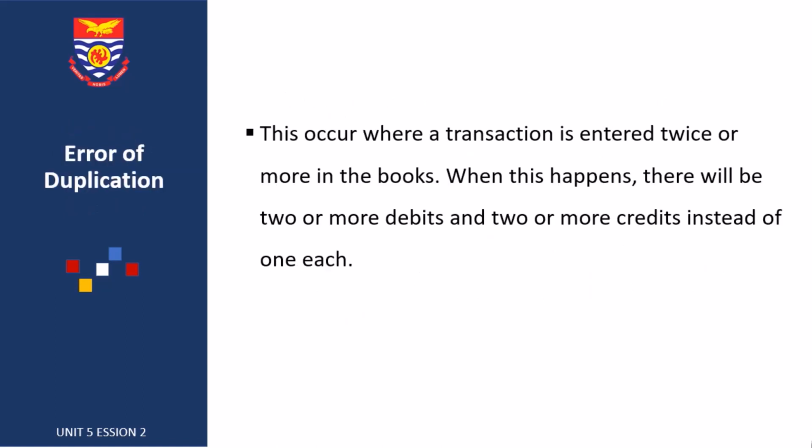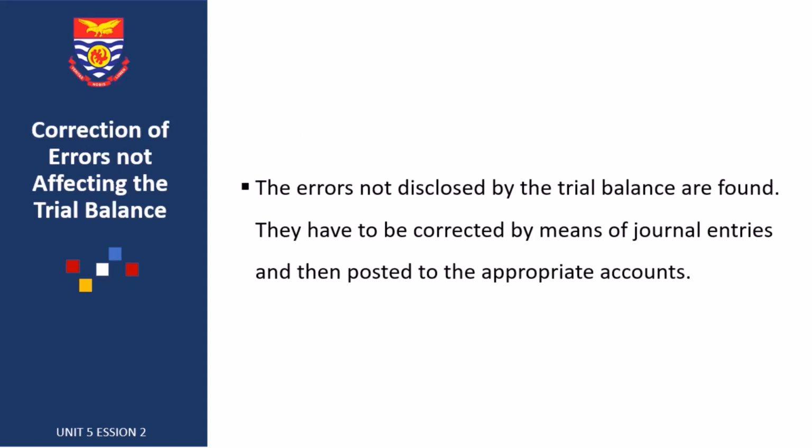Error of duplication. This occurs where a transaction is entered twice or more in the books. When this happens, there will be two or more debits and two or more credits instead of one each, and the trial balance will still balance.